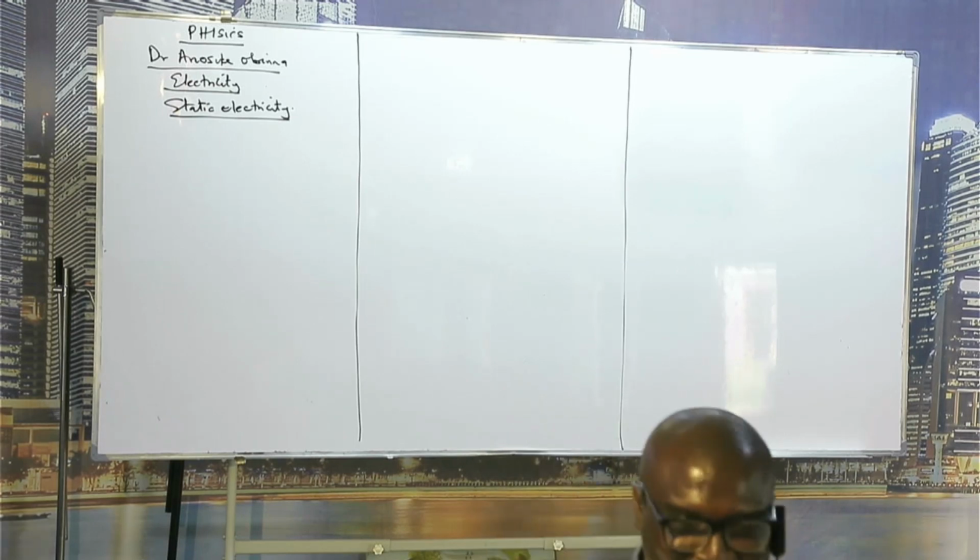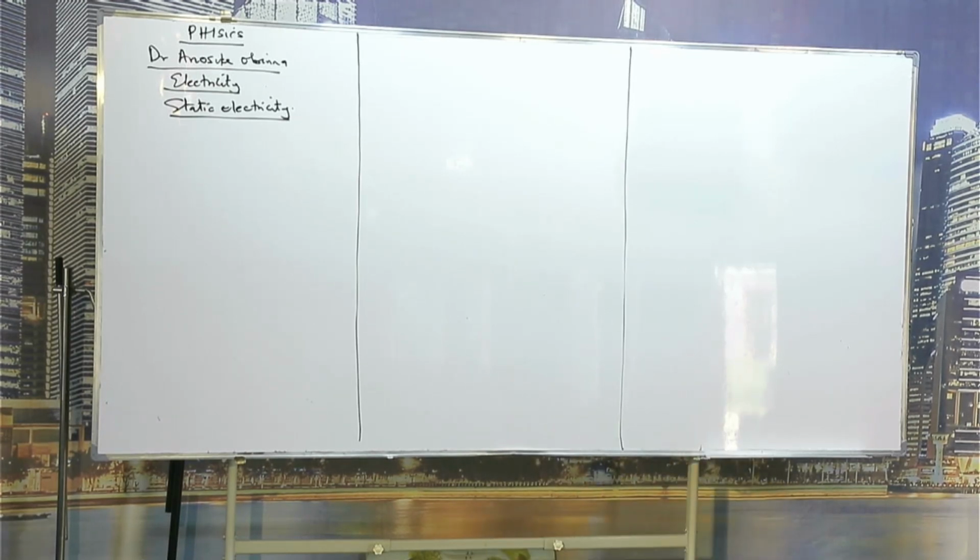Now, the word static should be a general term, though we are not in English language. Static means something that is not mobile. So we have two types of electricity. We have the static electricity, the one that is not mobile. And we have the current electricity, the one that is mobile.